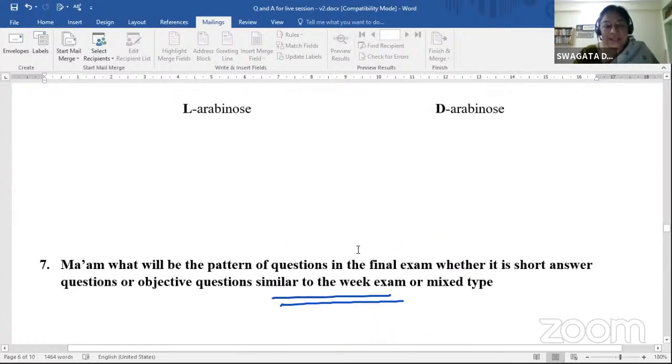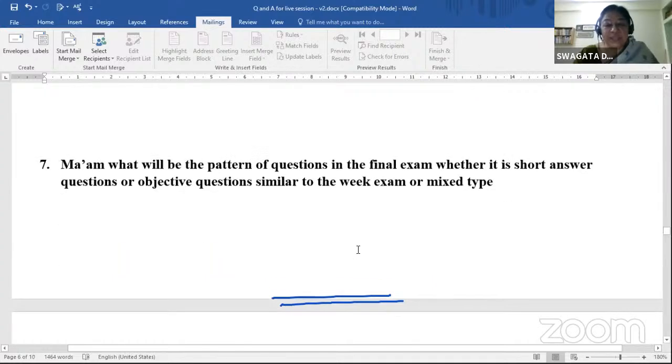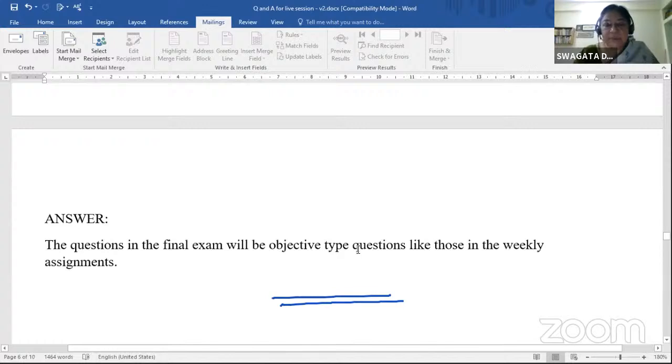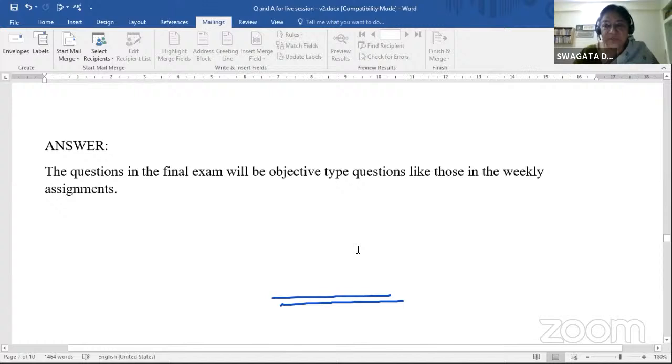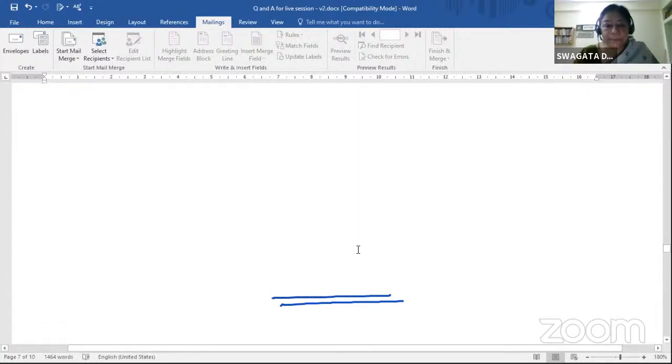The question now goes to what the pattern of the questions for the final exam would be. They would be the same as what you have in your assignments, but obviously a bit more reading and a bit more involved. So I would request you to read the questions carefully so that you can address them. They are all from your lectures and some of them from the assignments that you have been doing weekly.